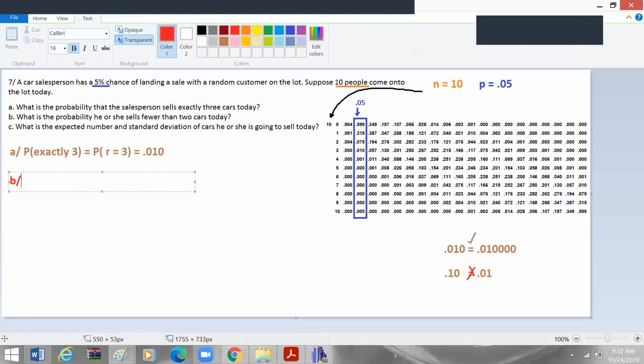All right, so now we're gonna go to the part B questions. What is the part B question? Can somebody tell me what the keyword is? What's the probability he or she sells fewer than 2? Fewer than 2, so that's gonna be 0 and 1. Do we count 2 in this case? No, we don't count 2, because it's 0, 1.